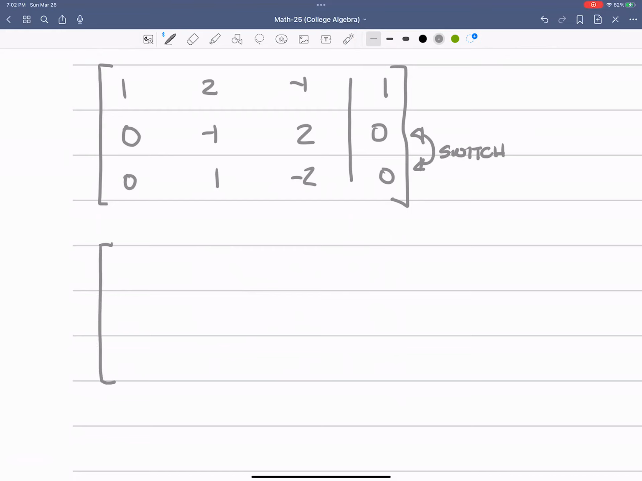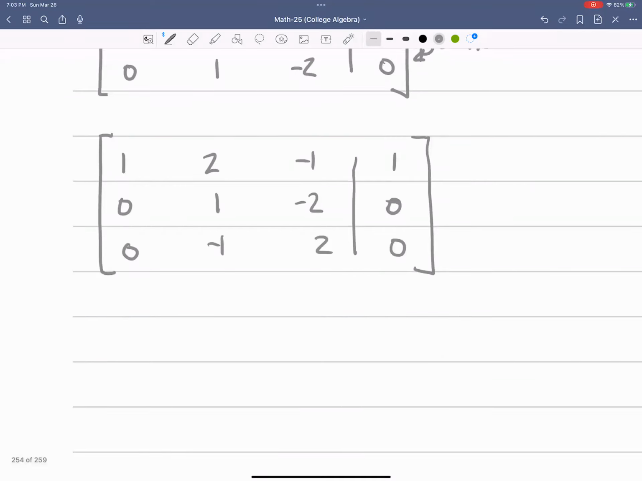All right, so row 1 is not being manipulated whatsoever. And here we're switching row 1 and row 2. So we're switching row 3 and row 4. So 0, 1, -2, 0, and 0, -1, +2, 0.